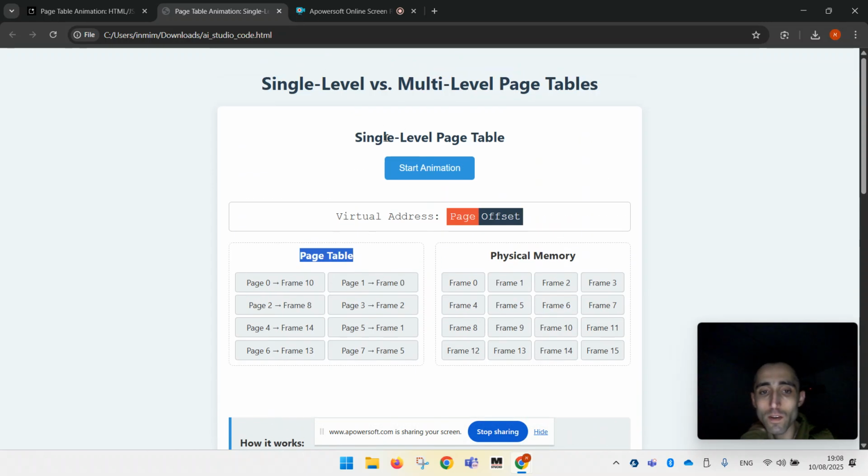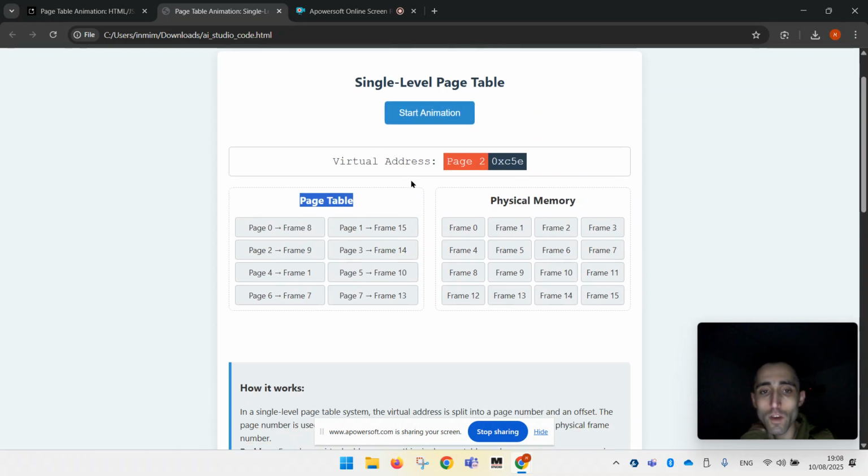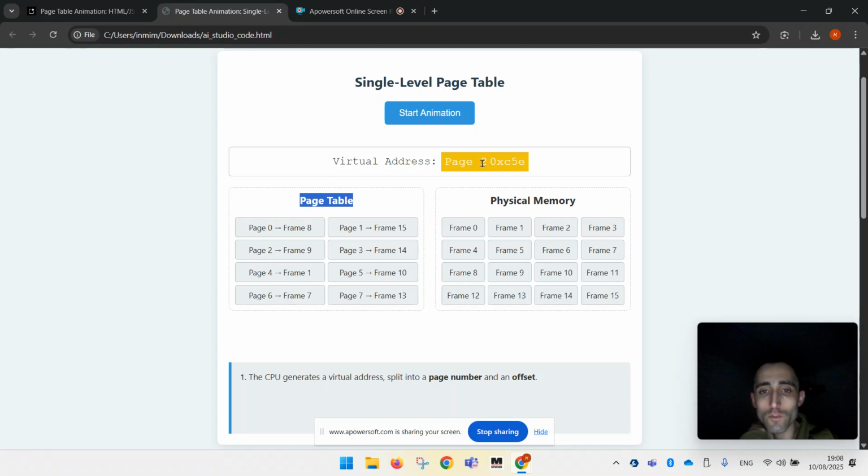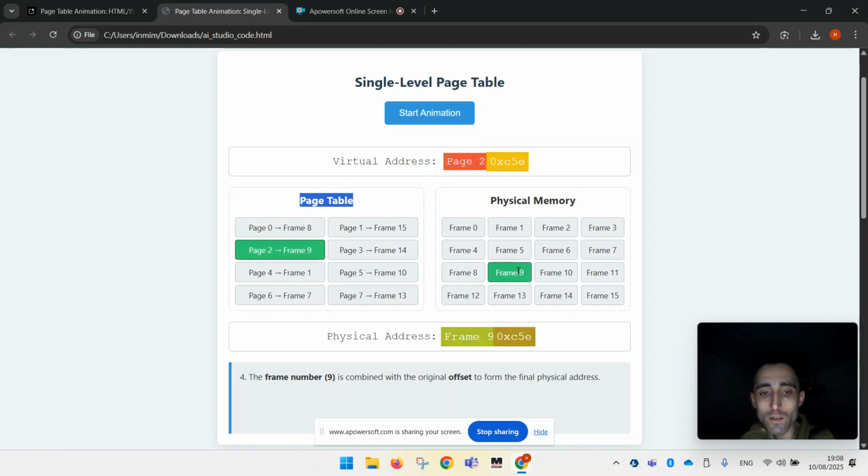Now, this is a single level; you see there is only a single page table. If I have this virtual address, I take page 2, it takes me to frame 9. Frame 9 is this, and I get the physical address, which is the frame, and note that this is the offset. This is a single-level page table, very simple, very straightforward. Using the virtual address, taking the page from this, getting the frame, adding the offset, and getting the physical address that I need.